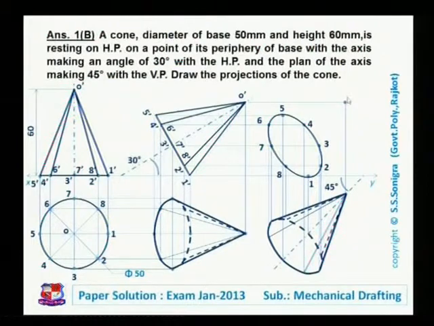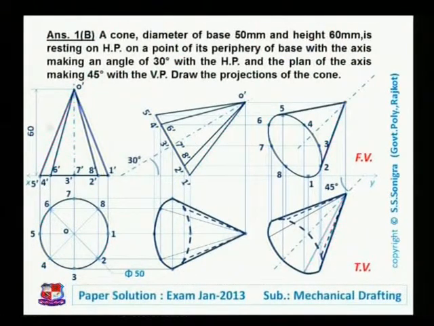This is apex point. So join these apex points such that it becomes tangent to this ellipse. So draw these two lines like this. It becomes tangent to this elliptical shape. And finally draw axis of this solid and name each view. Front view, all these 3 views are front view, all these 3 views are top view.